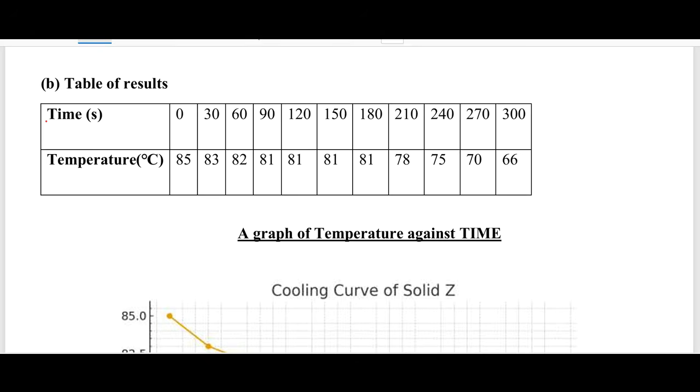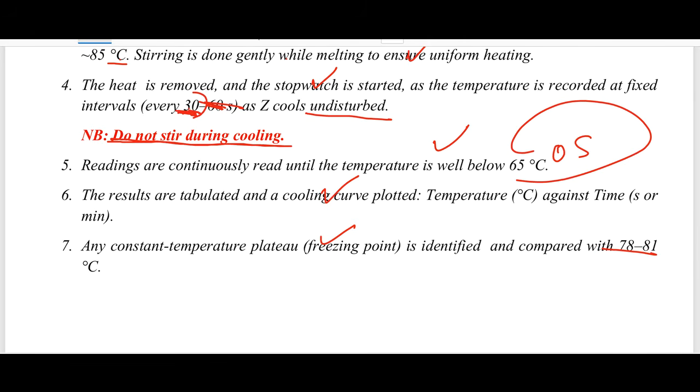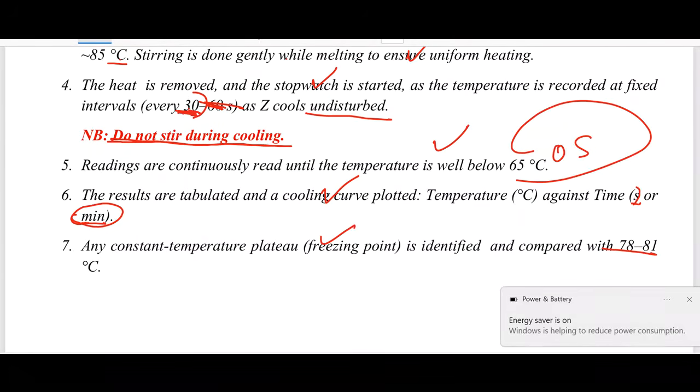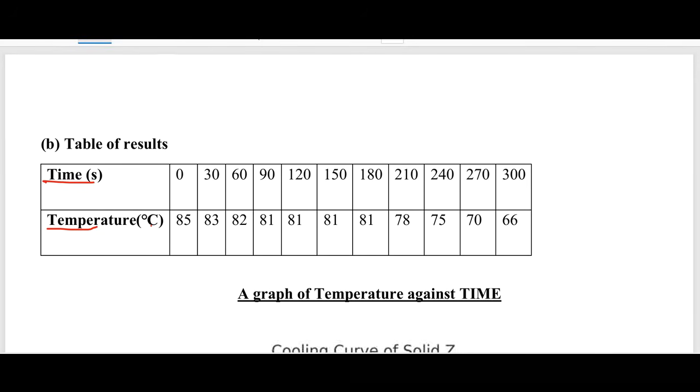In the table of results, we have two variables: the independent variable, which is time in seconds, and then temperature in degrees Celsius. There's one thing about the statement where the results are tabulated and the cooling curve plotted, temperature in degrees Celsius against time. Here you don't put in seconds or minutes; you pick the one you have used. For us, we have not used minutes, so we keep only seconds. That is one thing I wanted us to be aware of, so that you don't keep putting two things at the same time.